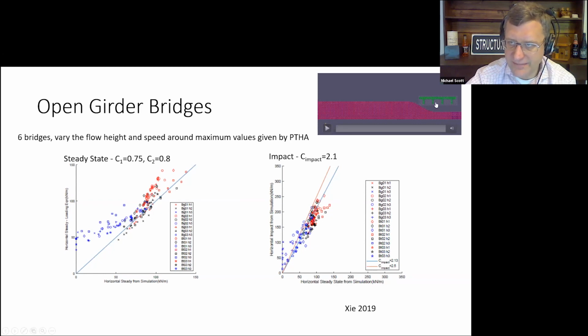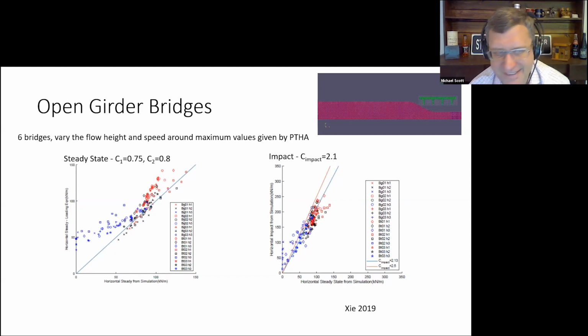But for open girder bridges, we looked at two types of bridges: open girder, you see up here in the upper right, an open girder bridge. C1 and C2, we got to be 0.75, 0.8. I think the numbers were a little more exact than that, but this is something to be used in practice, right? So telling someone the factor is 0.738 is not good, right? So just make it 0.75, right? Okay, and then the impact factor, 2.1 on the horizontal. Okay, and this was based on some work by Zhanglang Jie at OSU for his PhD in 2019.